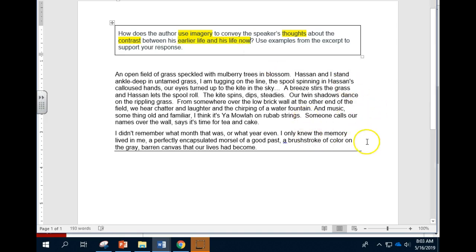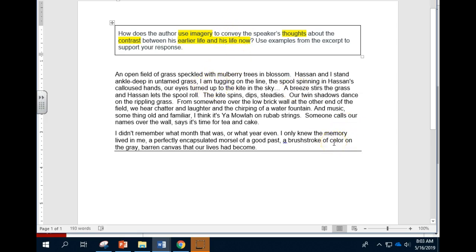So I am looking in this text for imagery, and that just means details that refer to how something looks, smells, sounds, tastes, or feels. So I'm going to be looking for examples in this text of how something looks, sounds, tastes, smells, or feels that convey the speaker's thoughts about the contrast between his early life and his life now.